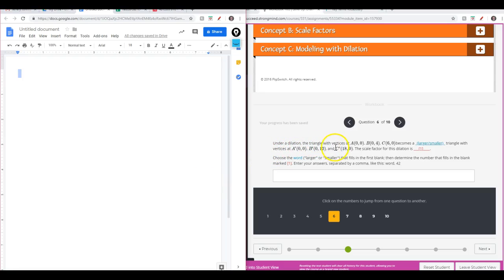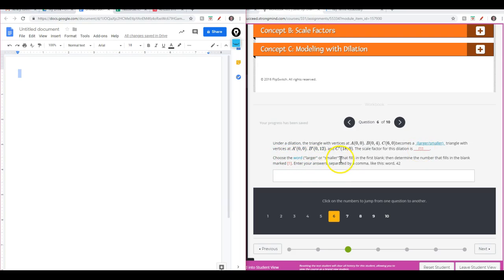Under dilation, the triangle with vertices at A(0,0), B(0,4), C(6,0) becomes larger or smaller. Triangle with the vertices at A'(0,0), B'(0,12), and C'(18,0). The scale factor for this dilation is blank.